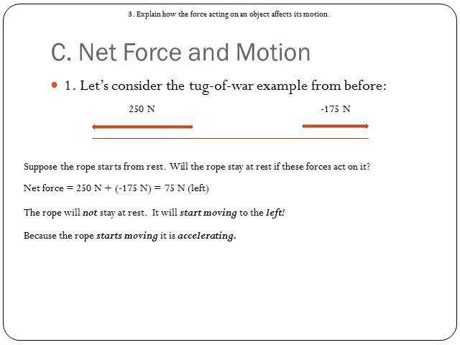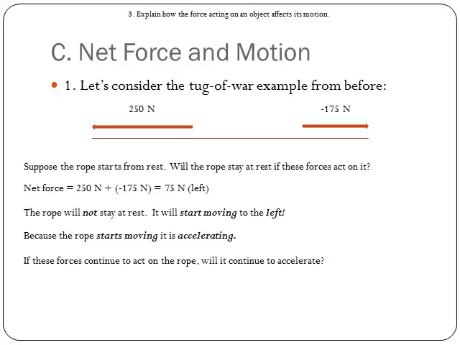Now consider this situation. We said that it started moving. So it wasn't moving to start with, and then it was moving. Well, this means that the rope is accelerating because it's going from zero velocity to some non-zero velocity. So it is, in fact, accelerating. So this leads us to our next question.